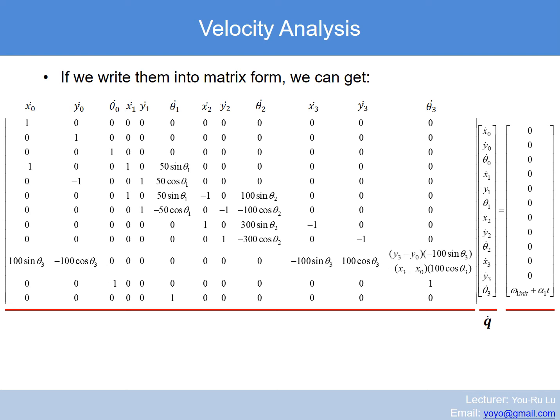Note that for the large matrix here, we have a special name for it. It is called Jacobian matrix, denoted by J or phi q. This matrix is very important because it will be used in both acceleration and dynamic analysis. As for the vector on the right-hand side, we call it beta, just for convenience. So now we can have the equation J q dot equals to beta. And then we solve for q dot simply by taking the inverse of J. Great! Now we are able to determine the q dot.